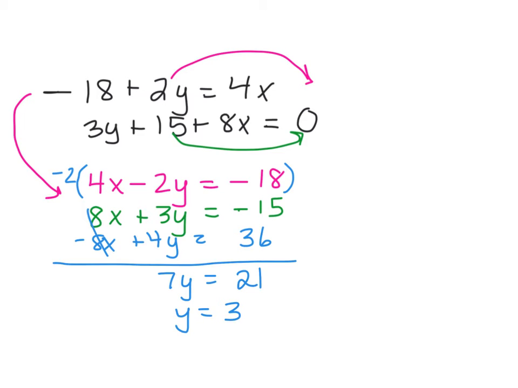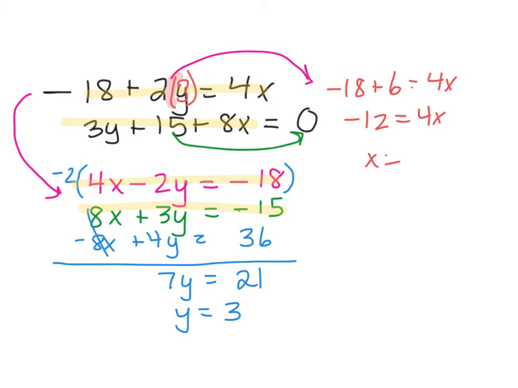Now, if we look up here, I have a bunch of equations, right? I have this equation and this equation. I have the ones that I rearranged. It doesn't matter, whichever one looks easiest for you to substitute that y value into. We are good. How about I use an orange color? I'll substitute into that first equation for the y. And y is 3. So I have negative 18 plus 6 equals 4x. That's negative 12 equals 4x. So x equals negative 3.